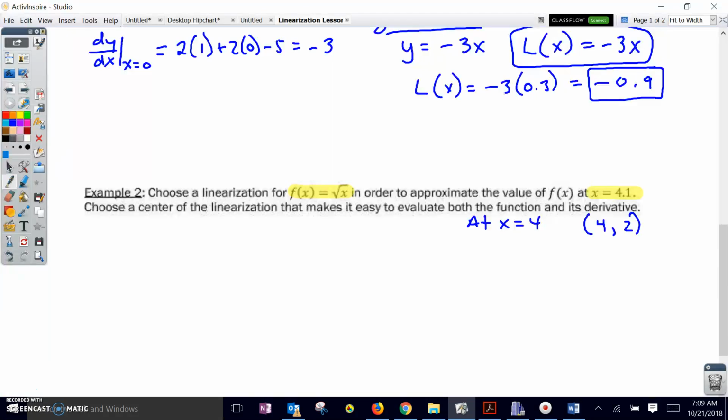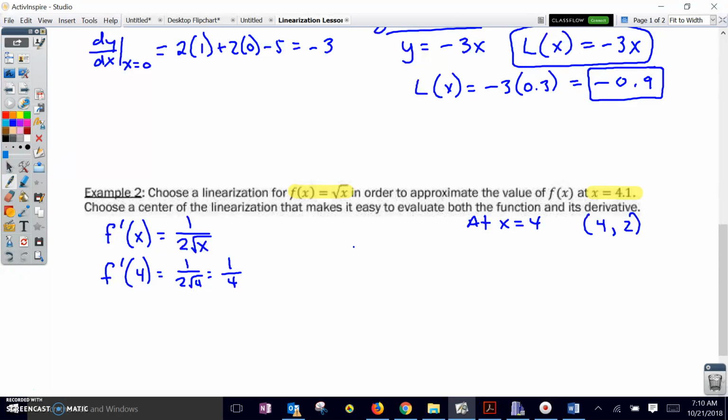Then I need the value of the derivative. If I take the derivative of this function, it's going to be 1 over 2 square root of x. And so f prime of 4 is equal to 1 over 2 root 4, or 1/4. Very easy to find.